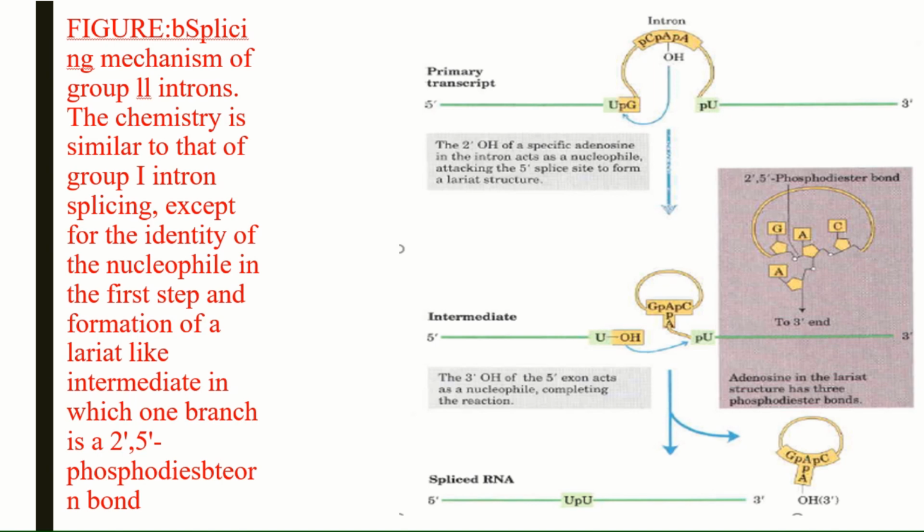This figure shows the group 2 intron splicing mechanism, similar to the first instance, except for the identity of the nucleophile in the first step and the formation of a lariat-like intermediate in which one branch 2'-5' phosphodiester bond is formed. This is the bond.